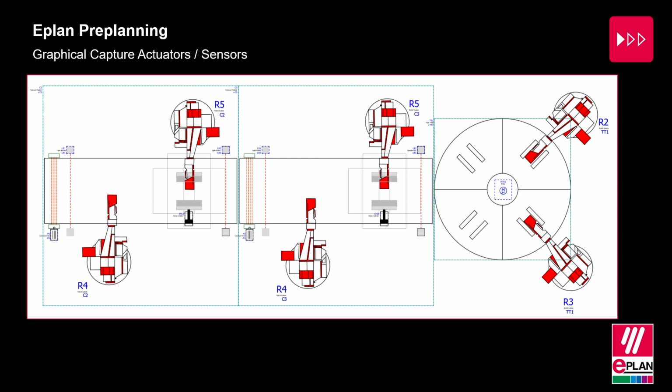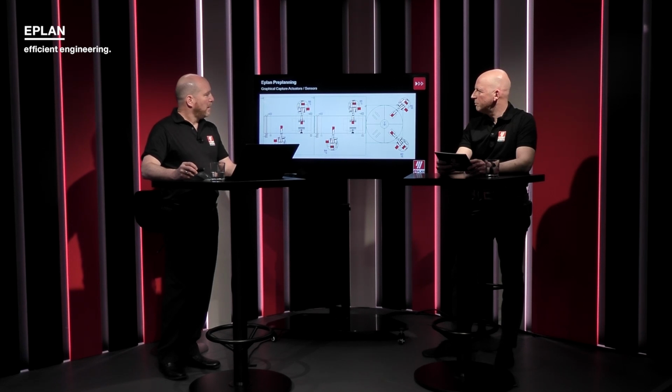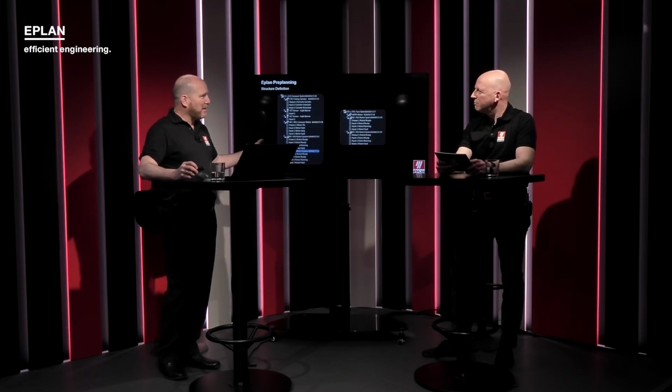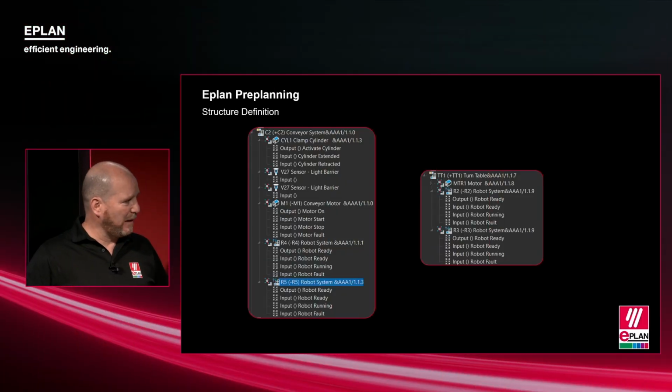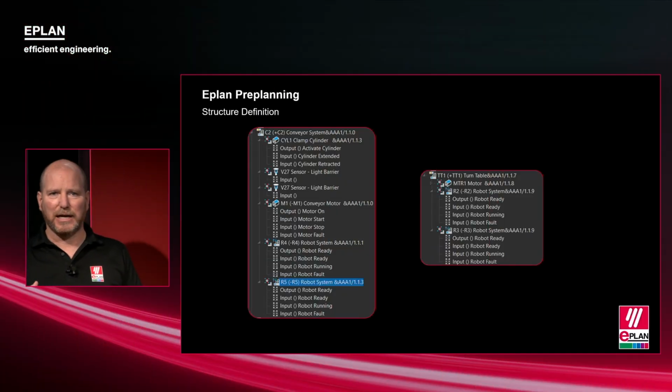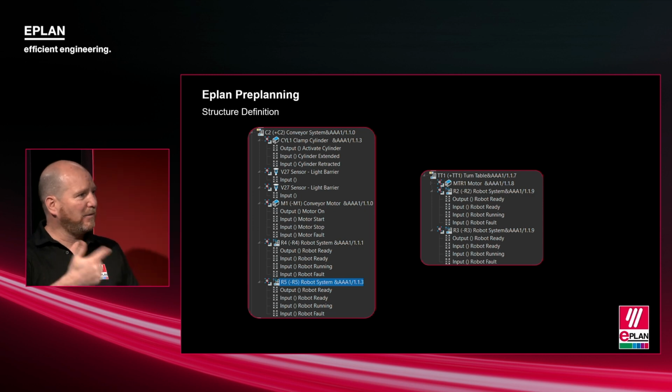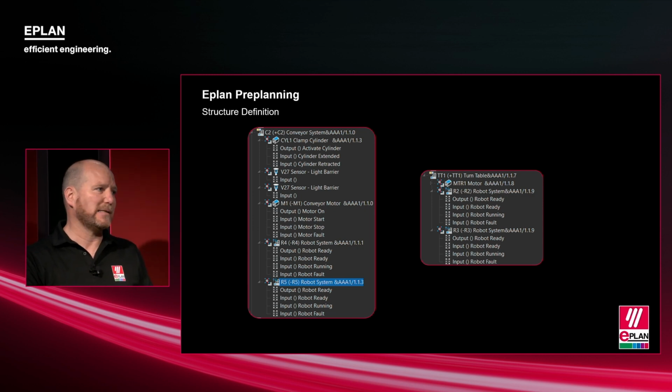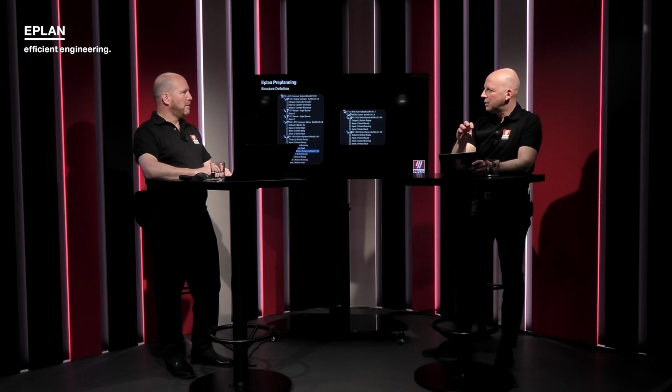So I think it's maybe time to have a look at the system. Before we jump into the system, let's take a look at the structure. Okay. Not only the graphical information is available, but at the same time, Eplan will create a very structured organization of your data so you can easily find it and easily navigate through the system to access that information quickly and easily. Cool. So it's not only the graphical representation, there's real data behind.